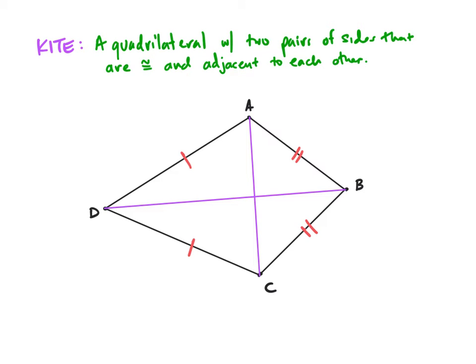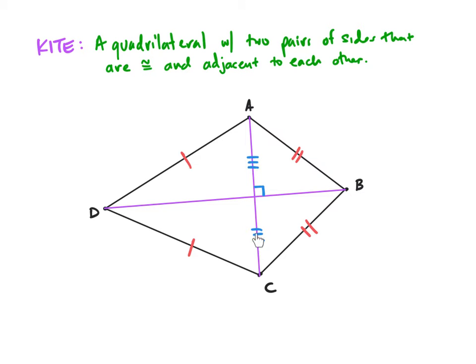So we could mark up our picture if we wanted to. We could say that we know there's going to be a right angle there. And we could also say that we know that this segment and this segment would be congruent to each other. That's always going to happen with kites, just by the nature of the fact that these two sides are congruent and then these two sides are congruent. One diagonal will always end up being the perpendicular bisector of the other diagonal.